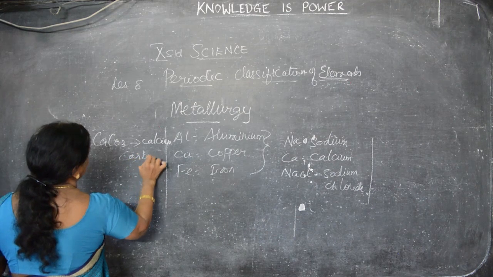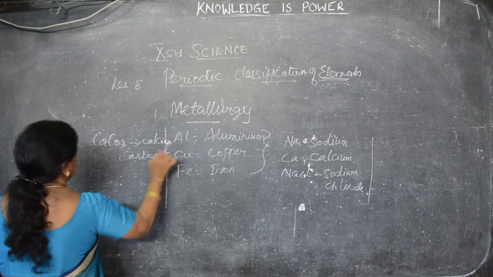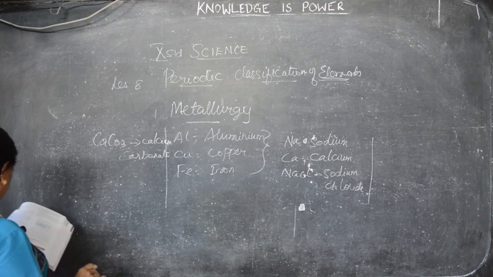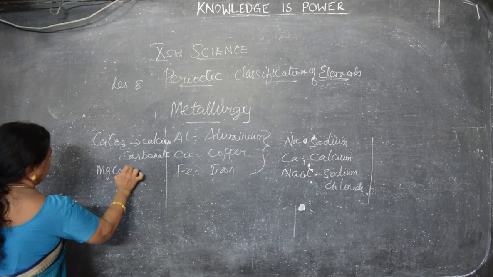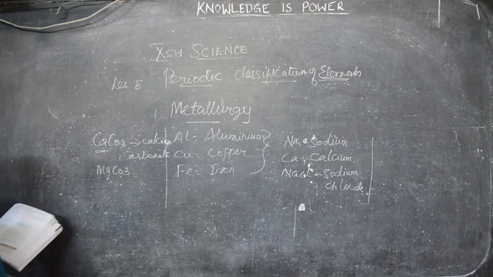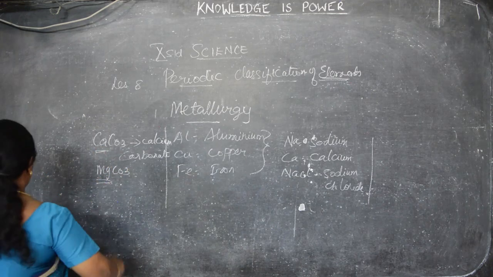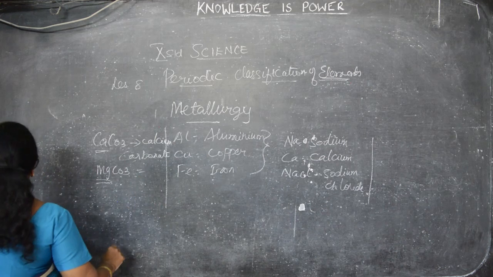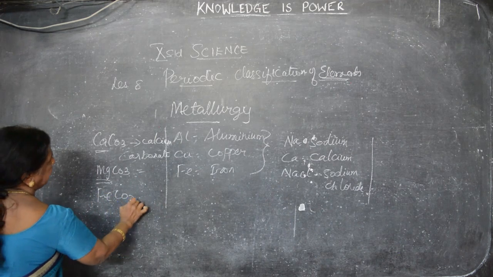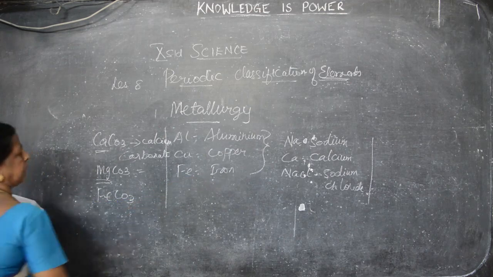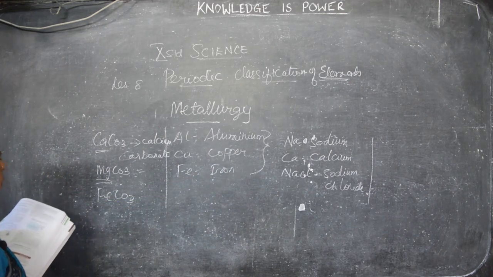That is 3 atoms of oxygen in that. You must know the chemical names, then only you can find out what it is. Then MgCO3. Ca for calcium, so Mg for what? Magnesium. Magnesium carbonate. And the next one is siderite, FeCO3. Fe, what I said already, iron.